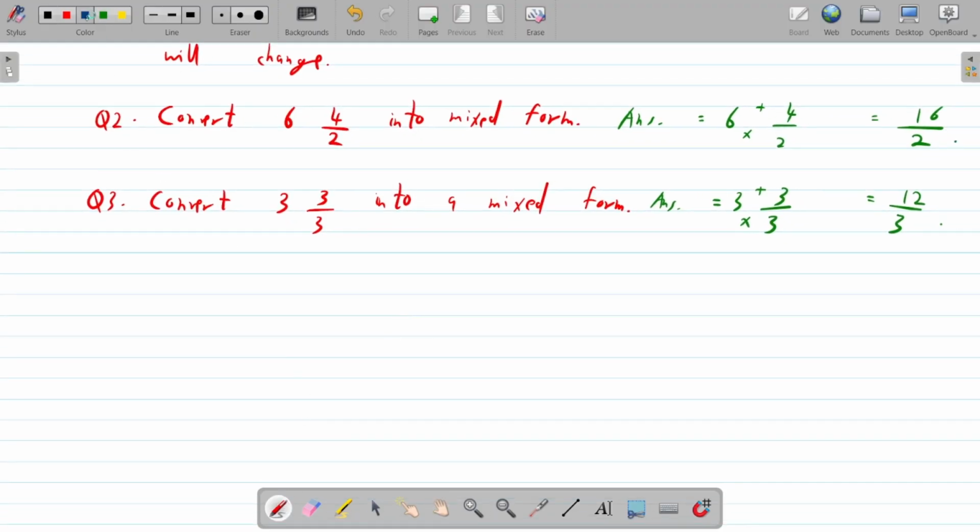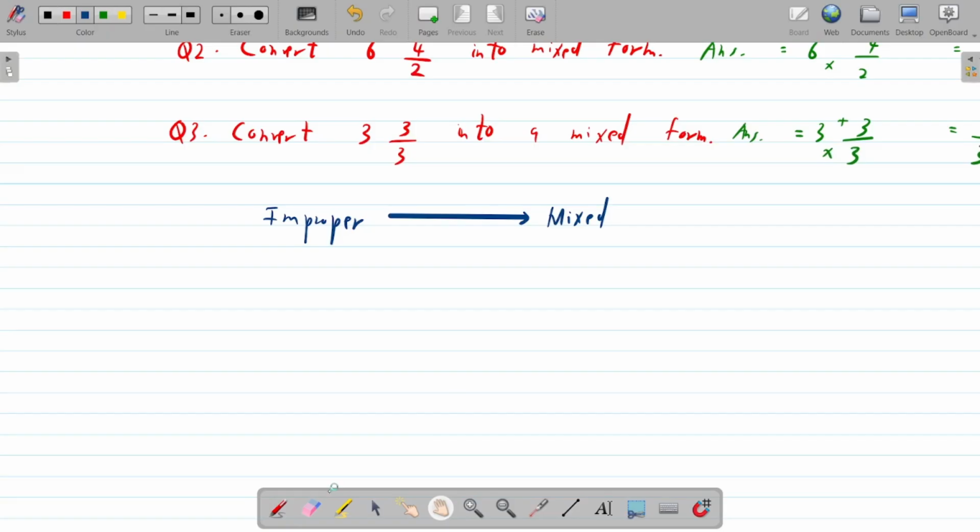Okay, so now we're going to learn improper to mixed fraction form. For example, let's say I have 11 divided by 9. Now what do I do? Firstly, I'll do long division in this case. So 11 goes inside, 9 is outside. 9 times 1 would give me 9. I subtract it, I'm left with 2.